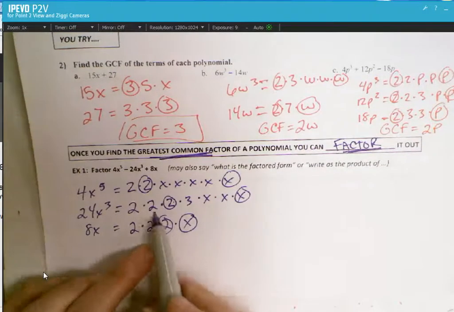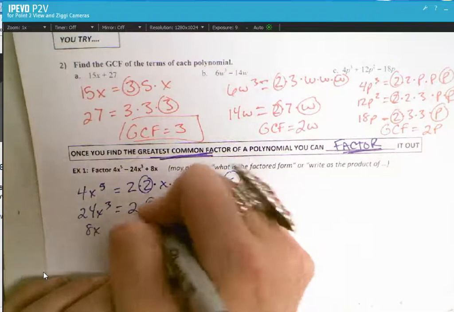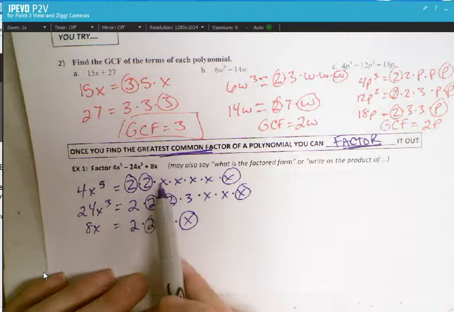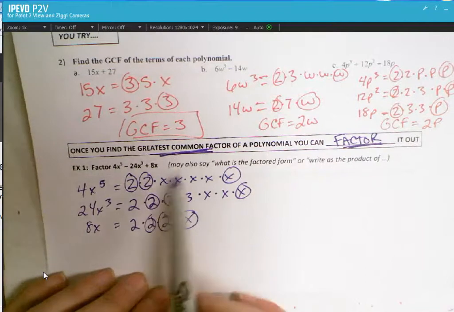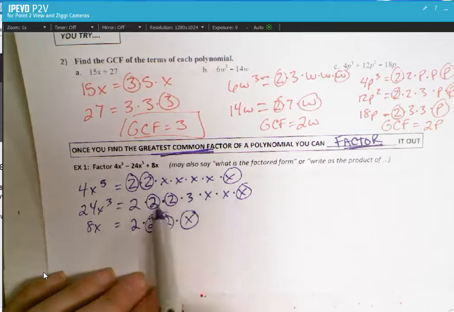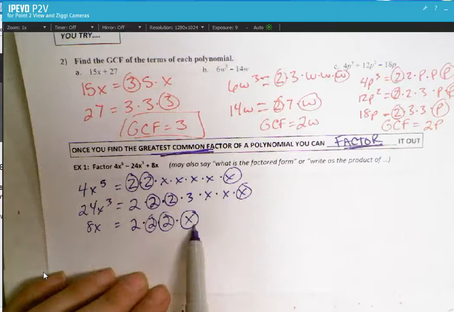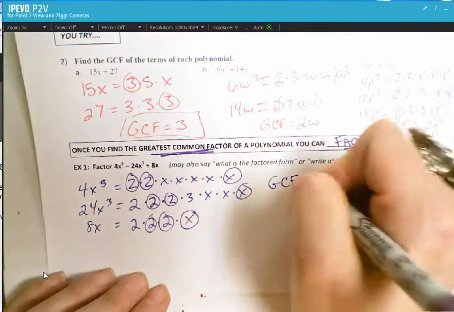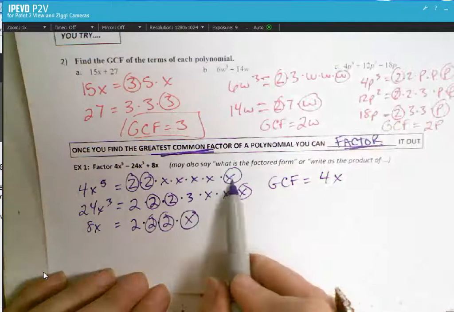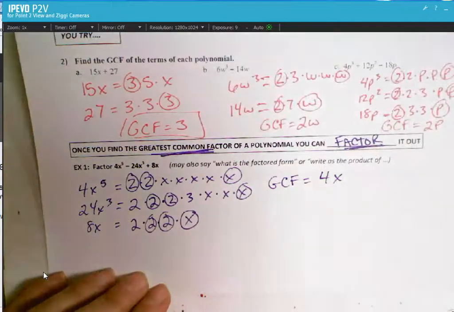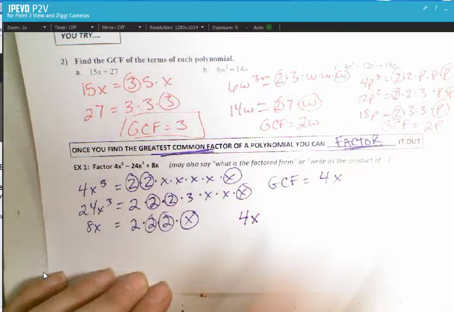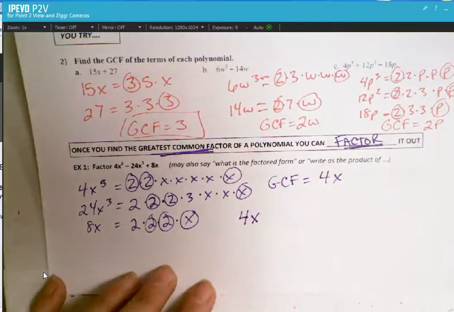I have a 2, a 2, and a 2, so I actually have another set of 2's in each of them. This is the only one with 3, so I can't pull that out, and these each have another 2, but this one does not, so I am done. 2 times 2 times x. So 2 times 2 is 4, times x is 4x. That is the term that we are going to pull out into the front.